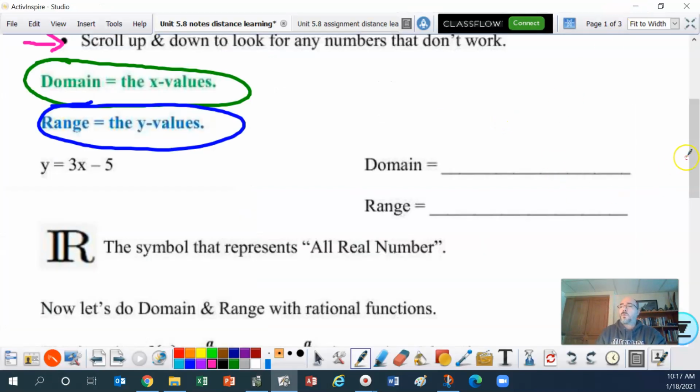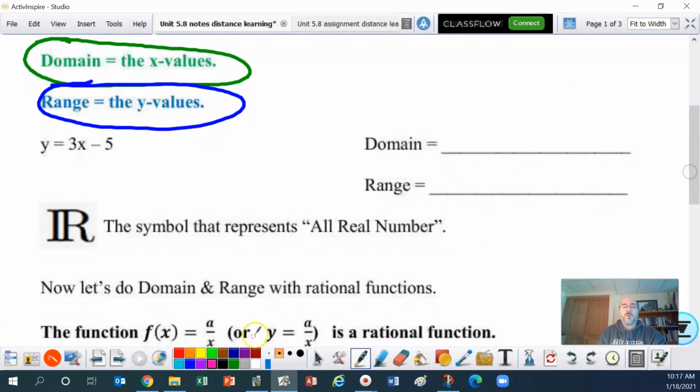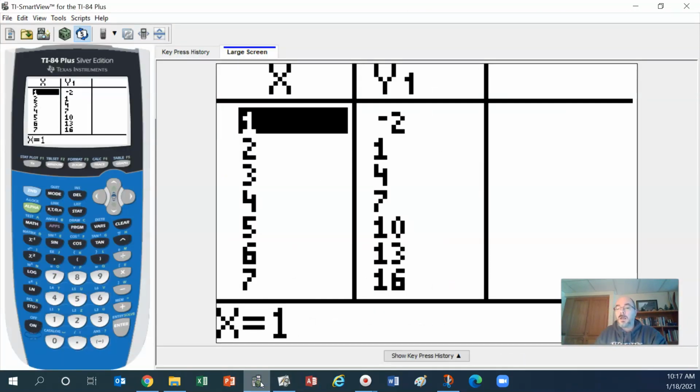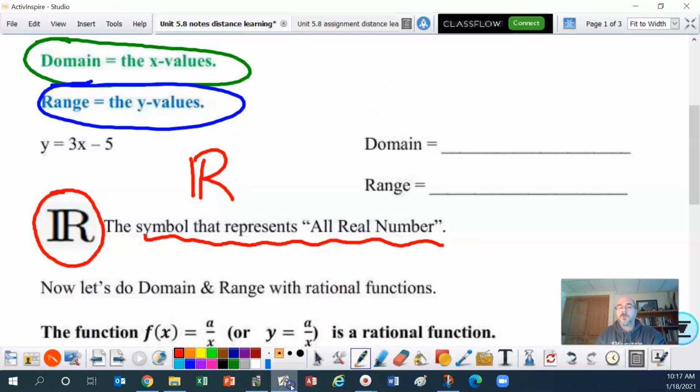So we've got this symbol over here. This symbol right here has two lines and then it looks like an R, right? Because it is. That's the symbol that represents all real numbers. And again, when we looked into this table, we didn't see anything weird going on. It looks like all of the numbers are working.